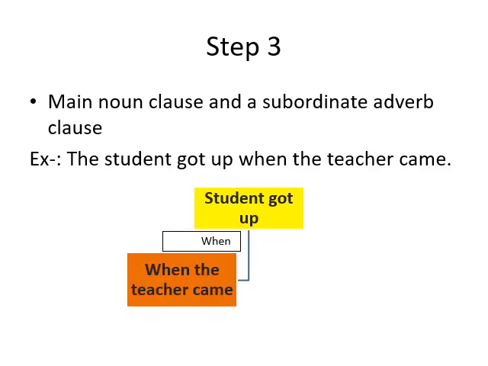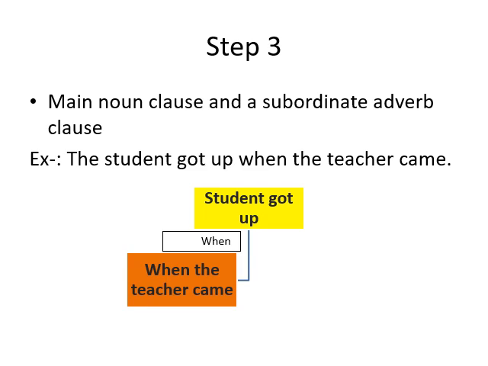In step 3, you have a main noun clause and a subordinate adverb clause. The student got up when the teacher came. So when the teacher came is an adverb clause which describes the action of getting up. At what time? When did the students perform this action of getting up? So these are called adverb clauses. So when we say when the teacher came, that is not a complete sentence. It's an adverb clause describing some main action in the main clause.